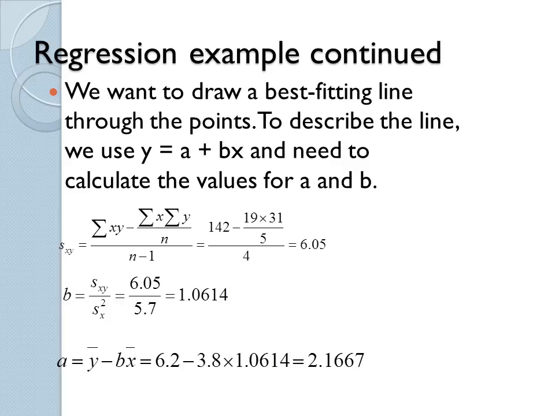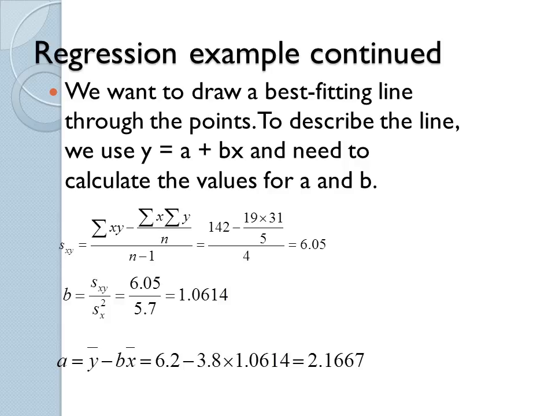We then take the 6.05 and we put it into the top of the b formula, the numerator, because the b formula asks for the covariance at the top. So once you've put that in, it's 6.05 divided by the variance of x. And the b, the slope, is equal to 1.0614. So what does this mean? This means that when the x variable increases by a unit of 1, the y variable will increase by a unit of 1.0614.